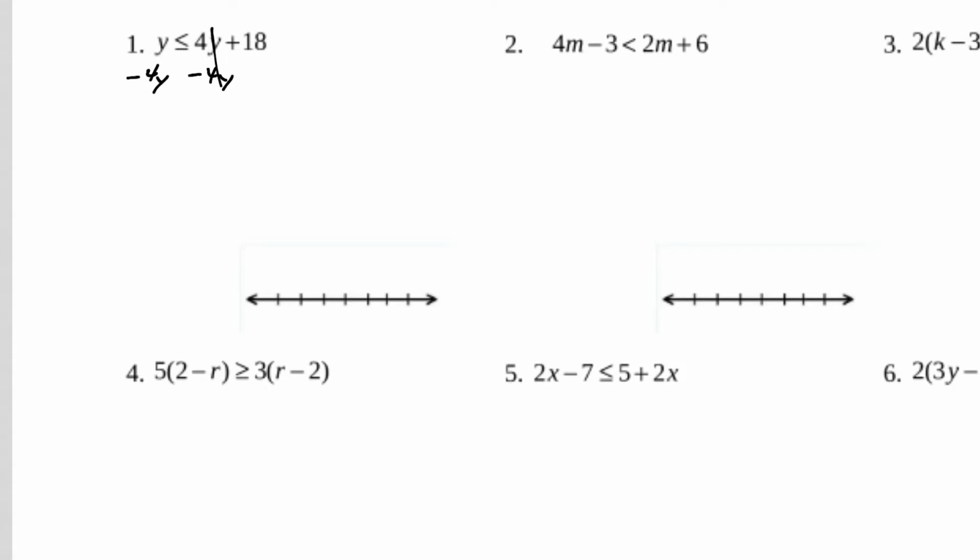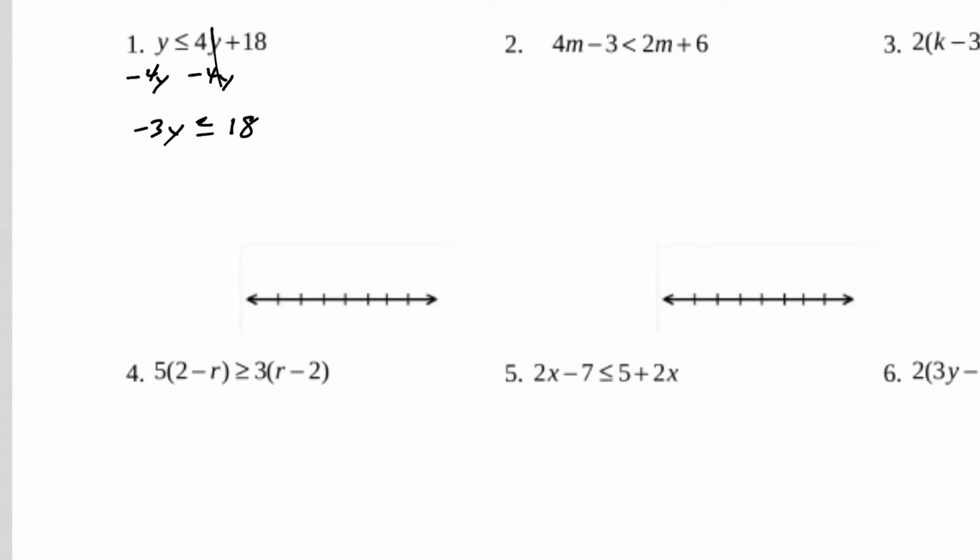And then on the left-hand side, I have 1y, take away 4y. Well, that would give me a negative 3y. And then I'll bring down my inequality, which is a less than or equal to. And all I have left on my right-hand side is a positive 18.